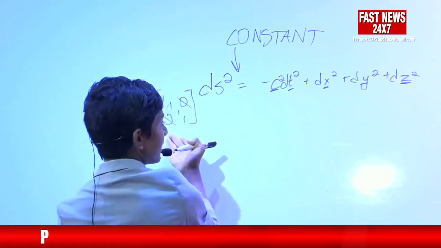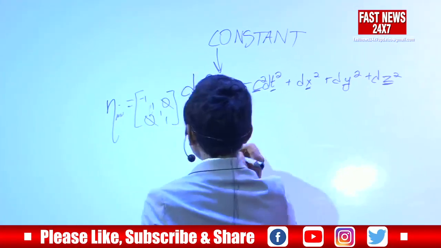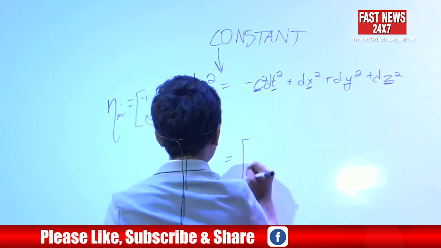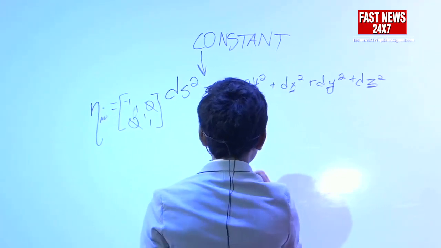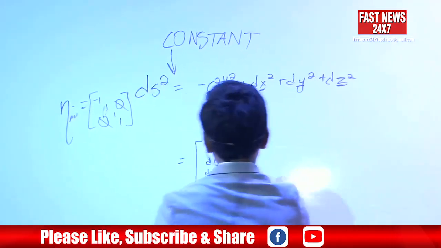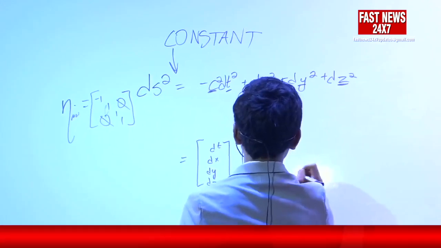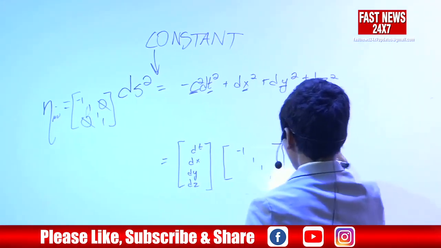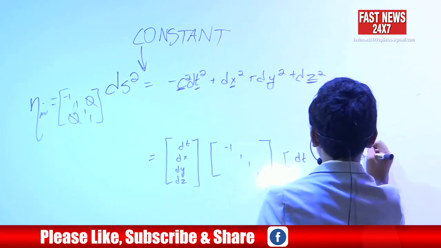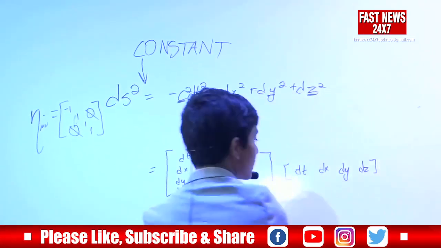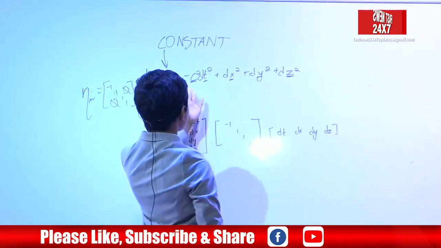So how does this have anything to do with that? Well, it's very simple. All this is just you take dt, dx, dy, dz, and then you multiply the metric in the middle, and then you get the row vector dt, dx, dy, dz. And of course, you can do the maths by yourself, but all this does is simplify to this form.